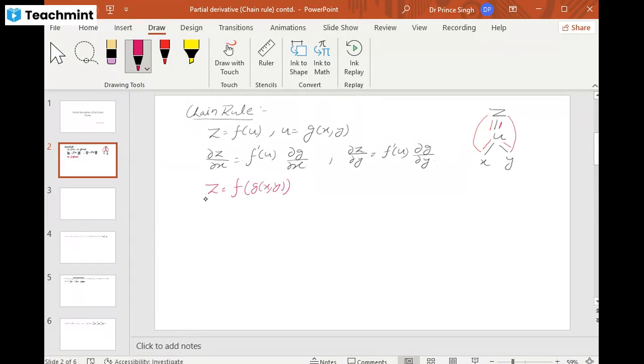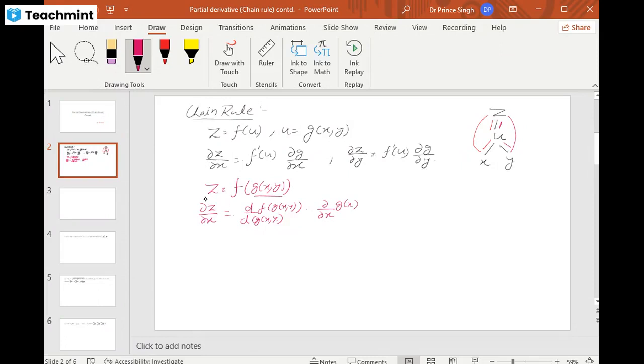So if I want to differentiate z with respect to x, firstly I differentiate f with respect to this whole function, right? So I can write it as d by d of g of xy of the function f of g of xy, right? And then we differentiate g of xy, because it depends upon more than one variable, with respect to x.